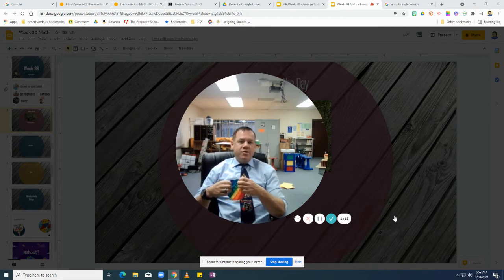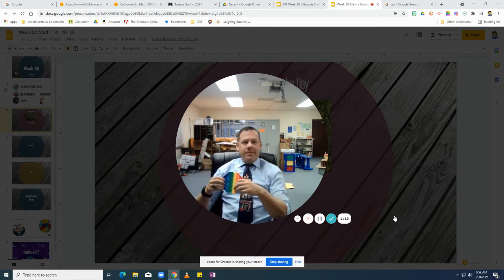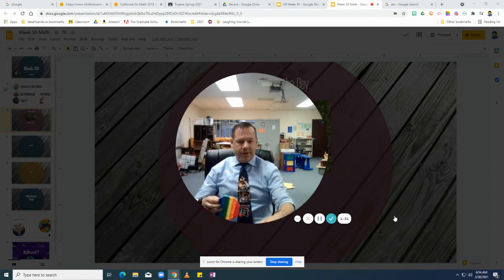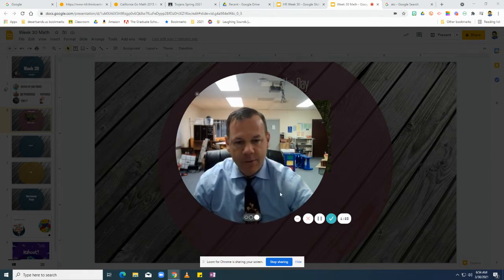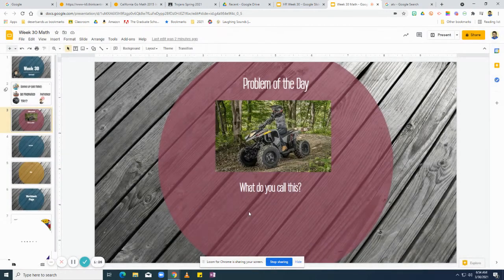Okay, with that news said, let's dive right into day 2 of learning a little geometry. Today's about quadrilaterals. Take a look at that picture right there. What do you call that thing? An ATV. Good job. An all-terrain vehicle. What else do you call it? Many people call it a quad. Like, hey, let's go quadding. I'm going to go on my quad. I got a new quad.